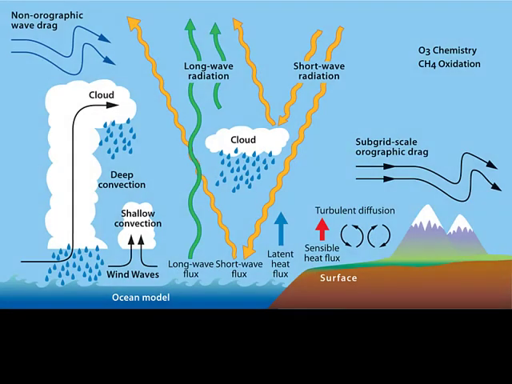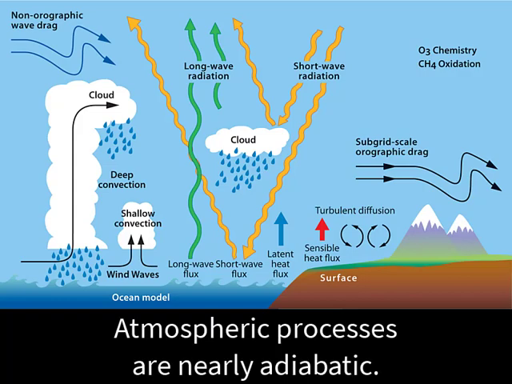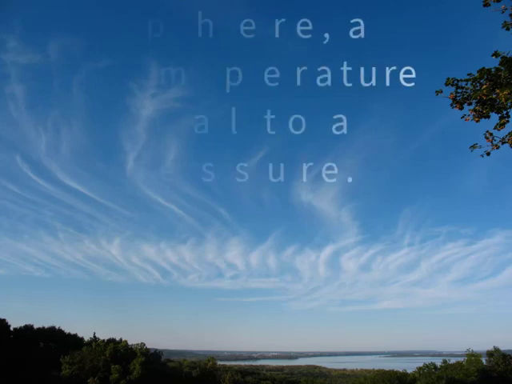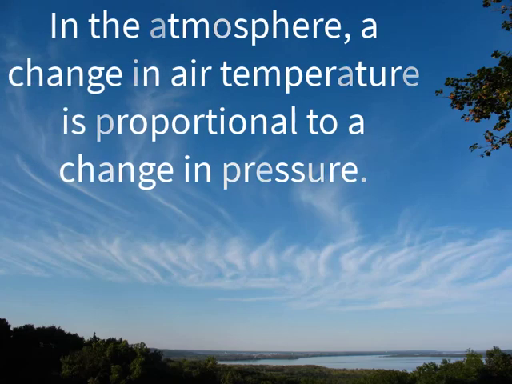For many atmospheric processes, the amount of heat added or subtracted is small enough that the process is nearly adiabatic. In this case, an increase in pressure will cause an increase in temperature and vice versa. We then have the adiabatic form of the first law. Change in air temperature is proportional to pressure change.